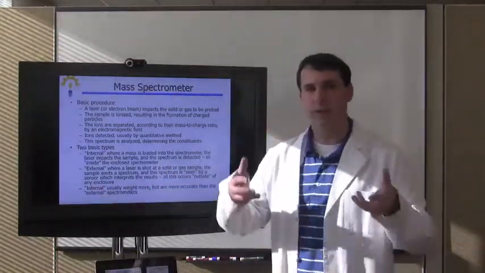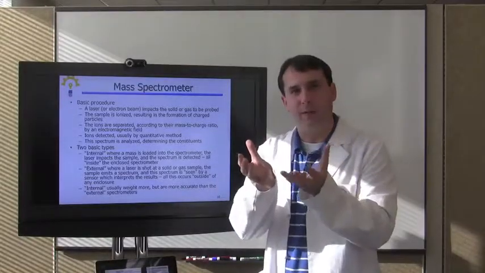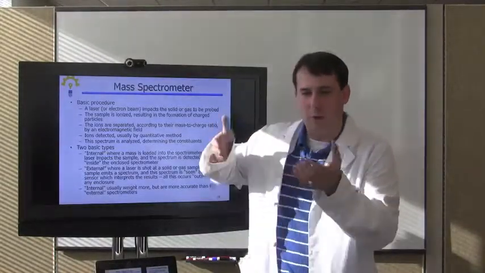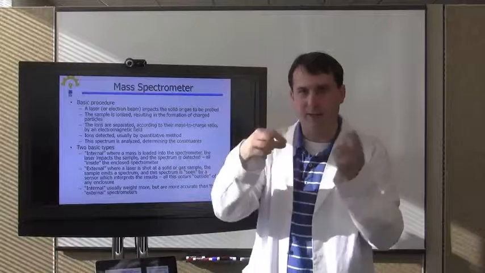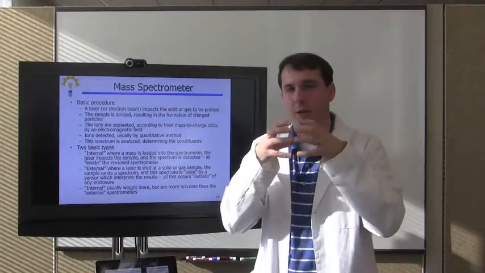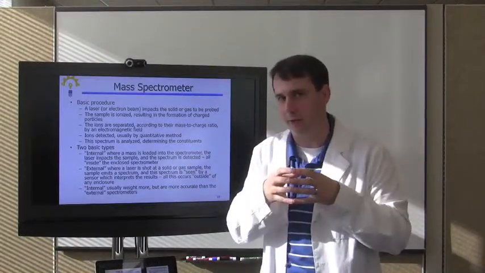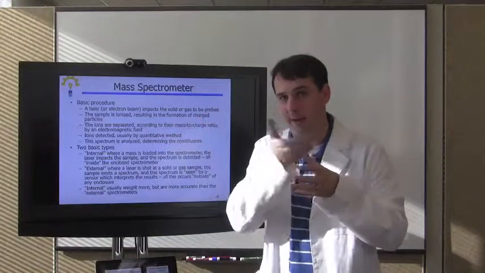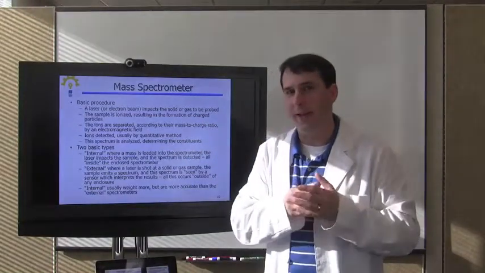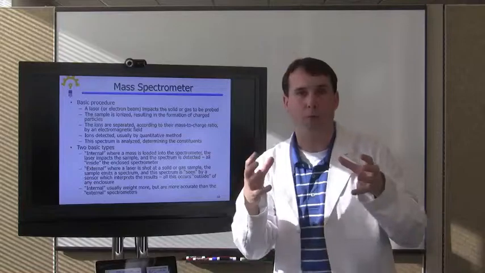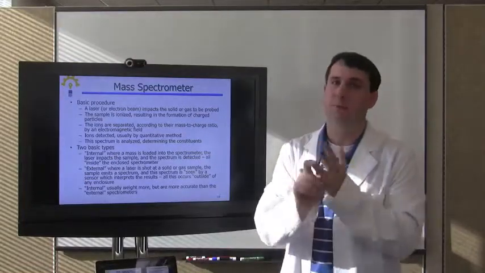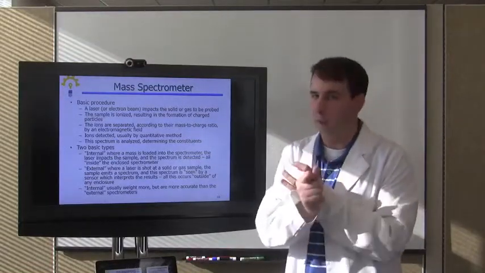The internal ones are kind of like an Easy-Bake oven, right? You get your sample, put it in a box, and the laser hits it. Everything happens inside of this box. Those are typically more accurate. However, you have to get the sample inside of the box somehow, and then the box and everything weighs a little bit more typically. So they're more accurate, but they're more difficult to use, and they weigh a little bit more.